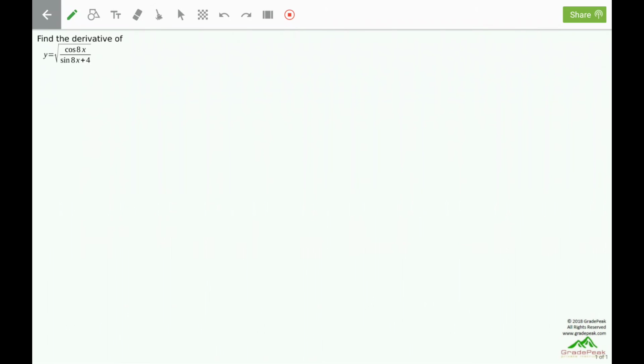Find the derivative of y equals the square root of cosine 8x over sine 8x plus 4. So y here is the square root of an entire expression. And that entire expression itself is a quotient: cosine 8x over the sine of 8x plus 4.